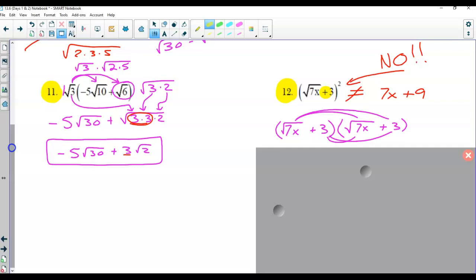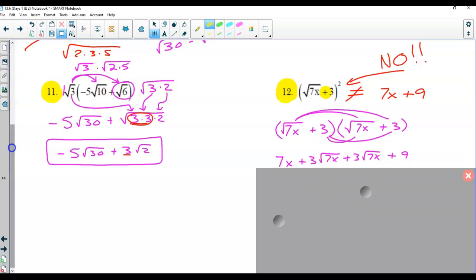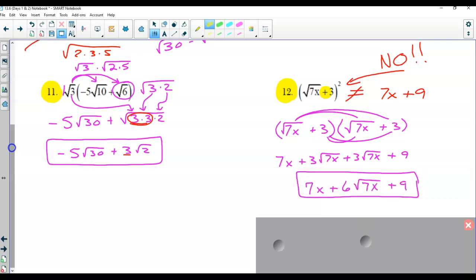Which means I need to double distribute. As I come along here, I know the square root of 7x times the square root of 7x gives me my 7x. Square root of 7x times 3 gives me 3 square roots of 7x. Plus 3 times square root of 7x gives me 3 times square root of 7x. 3 times 3 is 9. I combine like terms. I have no other plain x's. Okay? So I only have 7 x's.